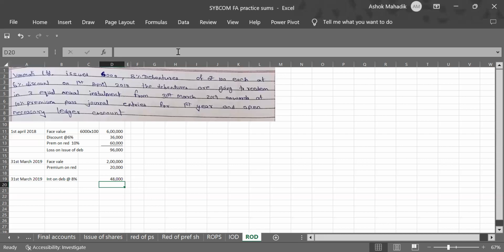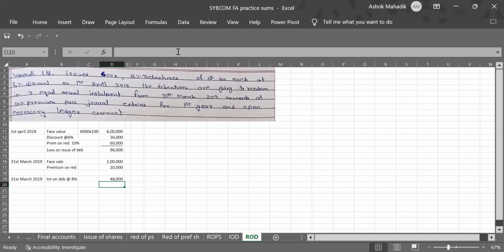Okay, at the end of second year, we won't be paying interest on 6 lakhs. Why? At the end of first year, we have repaid 2 lakhs. So only 4 lakhs is the outstanding amount of debentures. So next year interest will be less than 48,000. It will be on 4 lakhs, 8%. So maybe 32,000. Clear?